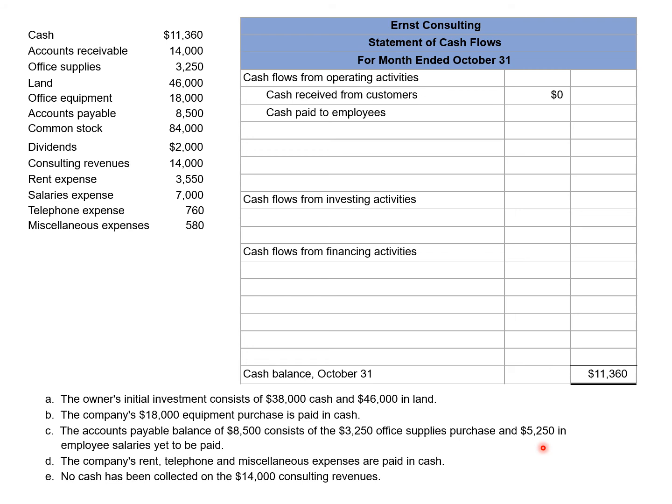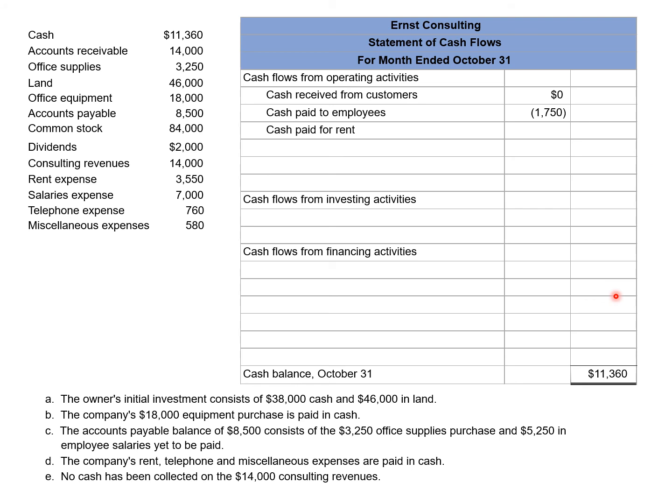And so if you haven't yet paid them, you haven't yet laid out the cash. So when we're computing the cash paid to employees, we would normally say, oh yeah, that's $7,000, but they're telling us that $5,250 hasn't yet been paid. So the actual cash that's been paid is the difference between the two. So if you take $7,000 less your $5,250, you have cash paid to employees of $1,750. It's a cash outflow, so it's a negative number.